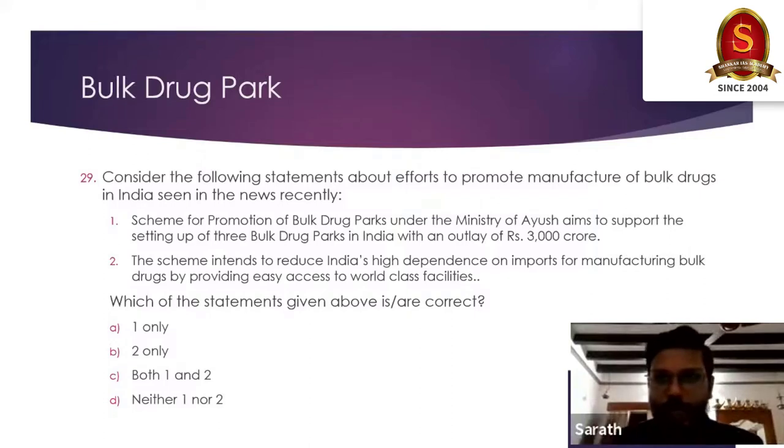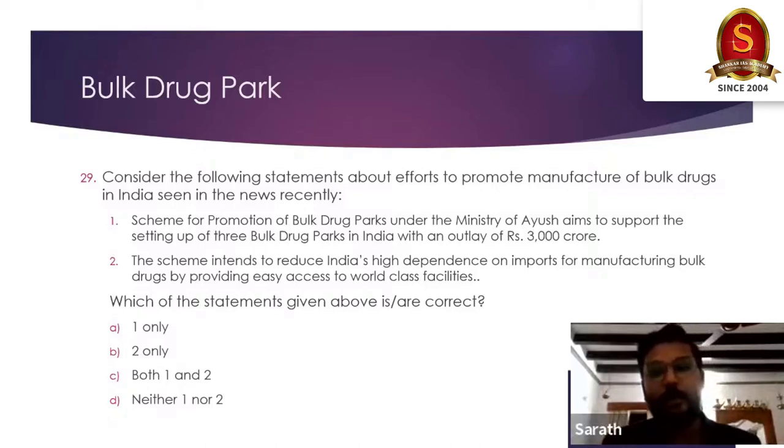3,000 crore set up. 3 drug parks were proposed to be set up as per the budget. Recently, the approval has been given to 3 states for setting up drug parks over there. 3,000 crore is the outlay, 1,000 crore per bulk drug park.